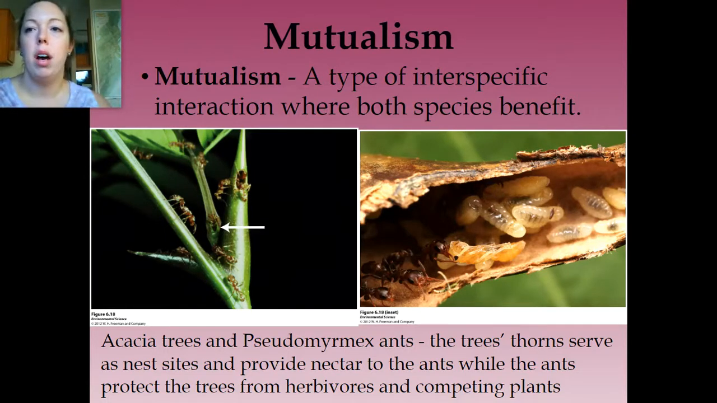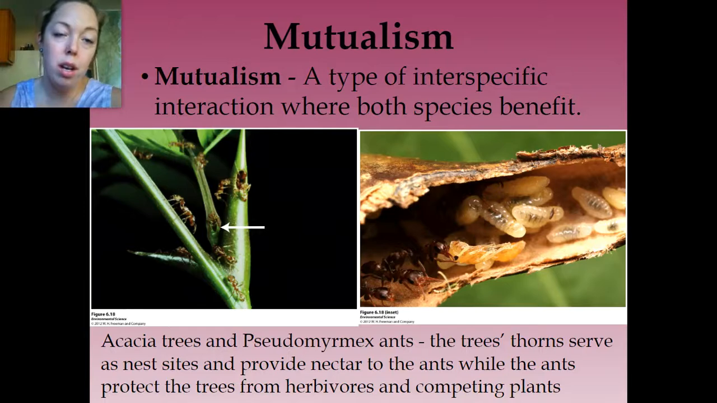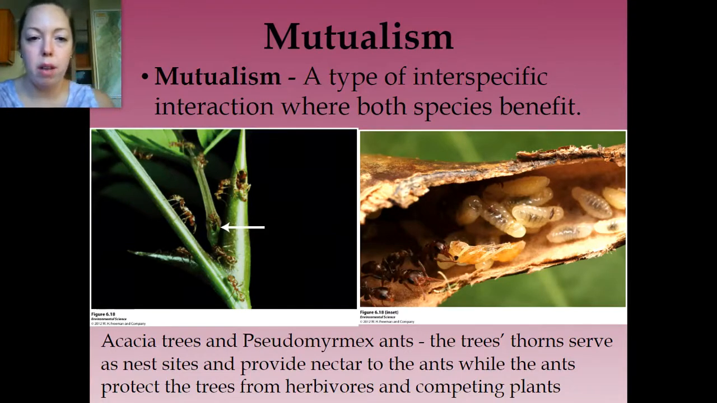So an example of this is there's 900 different species of fig trees, fun fact, and almost every single type of fig tree is pollinated by a different species of fig wasp. Okay, so that's crazy.